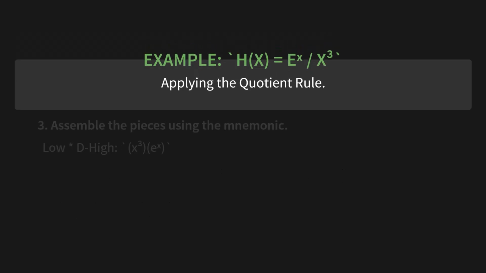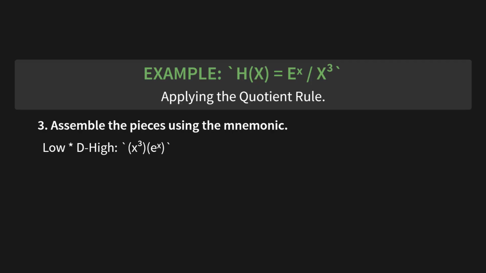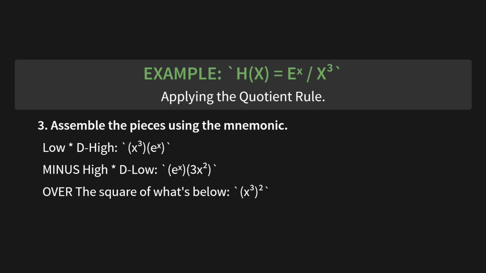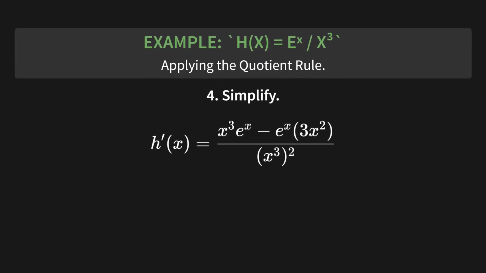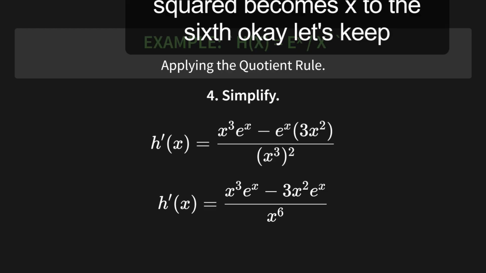Step 3. Assemble the pieces using our mnemonic. Let's chant it. Low d high. That's x cubed times e to the x, minus high d low. That's e to the x times 3x squared, over the square of what's below. That's x cubed all squared. Perfect. Now we just have to clean it up. Step 4. Simplify. The numerator is x cubed e to the x minus e to the x times 3x squared, and the denominator, x cubed squared, becomes x to the 6th.